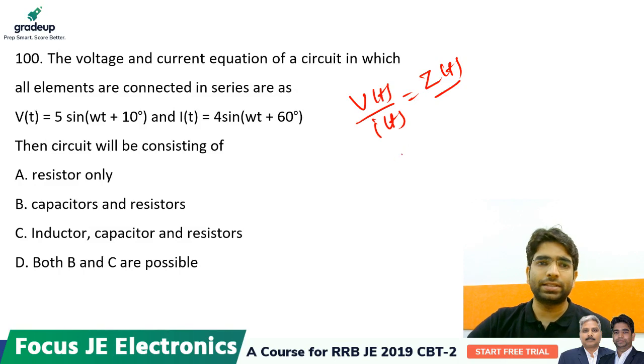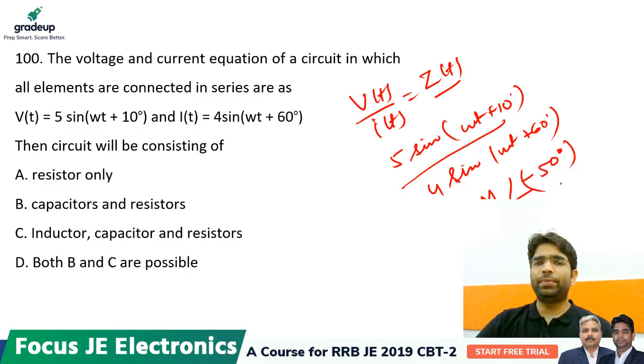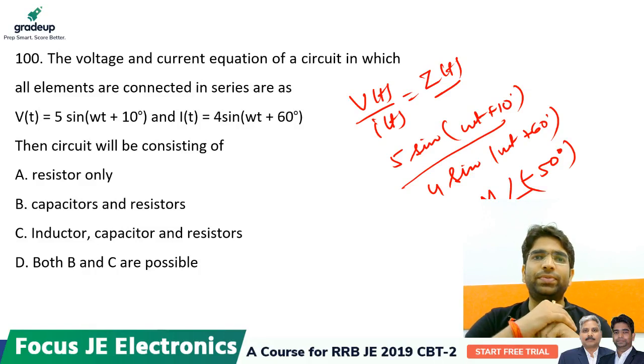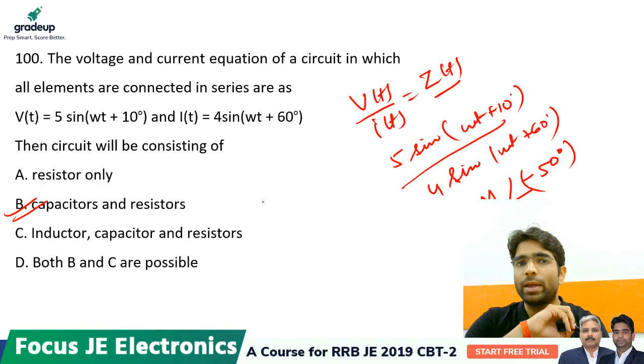In this case, Vt is 5 sine of omega t plus 10 degrees and It is 4 sine of omega t plus 60 degrees. You will see that it is some magnitude at a lag of minus 50 degrees. My dear friends, impedance at a lag of minus 50 degrees means there should be a capacitor as well as resistance in series. If it was a purely capacitive circuit, then it should be minus 90 degrees.